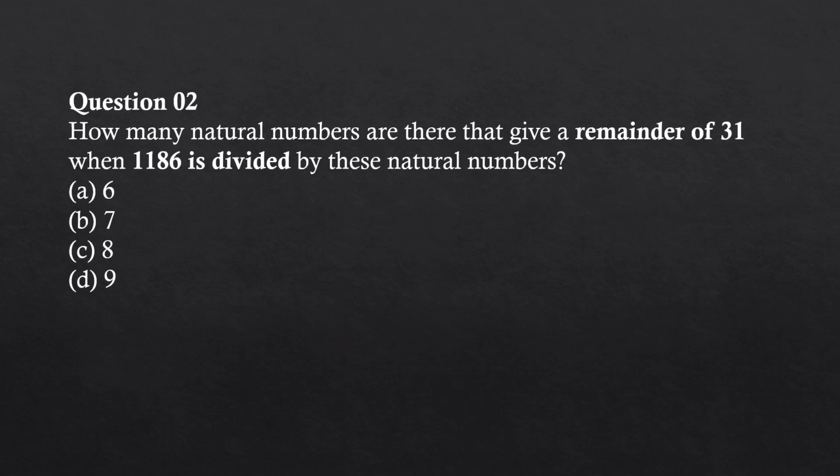Now question number 2. How many natural numbers are there that give a remainder of 31 when 1186 is divided by these natural numbers? Now we'll solve this question. As per the instruction given in the question, we have the number 1186 and the natural number is the divisor. So suppose D is the natural number and we have to divide 1186 by this D. Then we will get remainder 31.